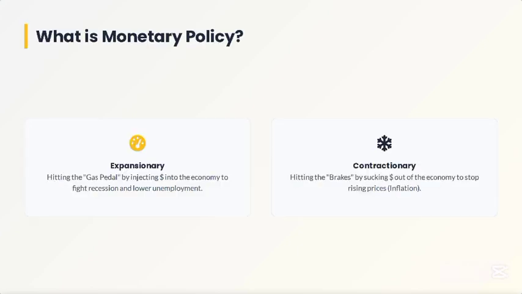What is monetary policy? This is the policy imposed by the central bank in order to control the supply of money in the economy. There are two types of monetary policy: the expansion monetary policy and the contraction monetary policy. The expansion monetary policy is like hitting the gas pedal. By injecting some US dollars into the economy, the central bank is trying to fight against recession and lower unemployment. On the other hand, contraction monetary policy is like hitting the brakes. By sucking some US dollars out of the economy, the central bank is trying to stop rising prices, aka inflation.